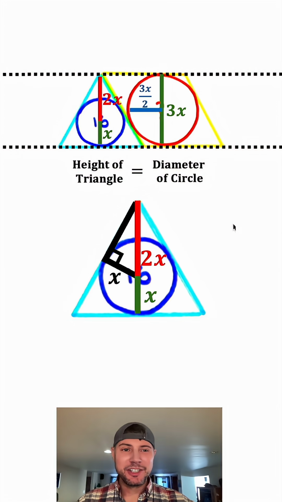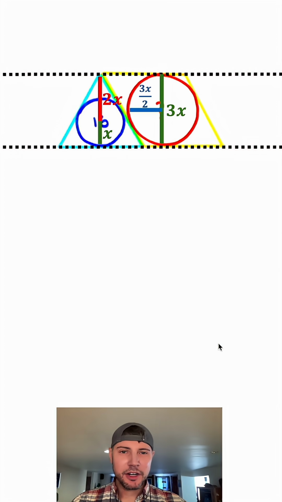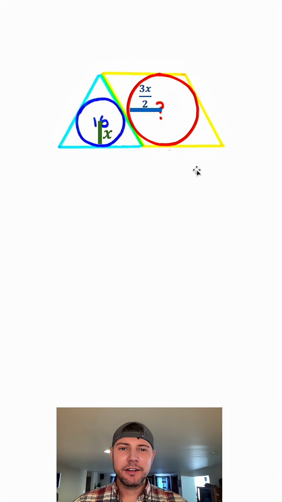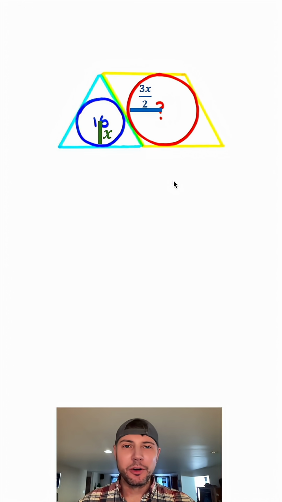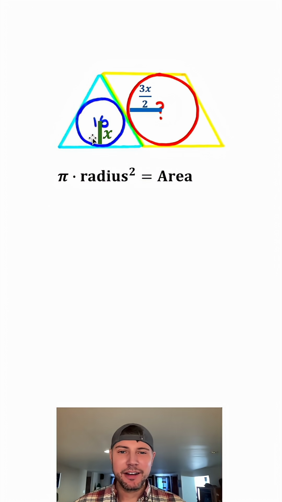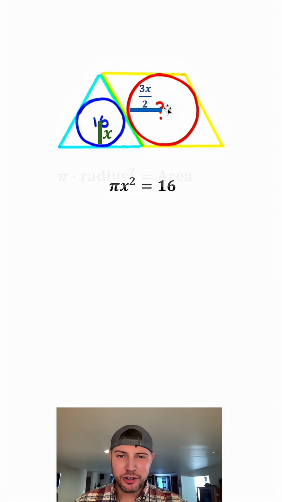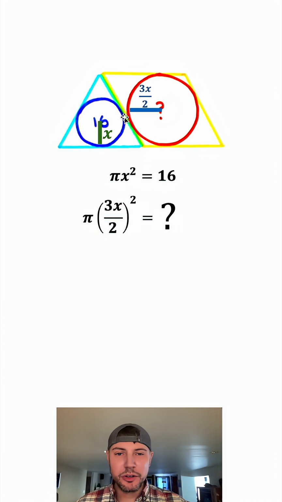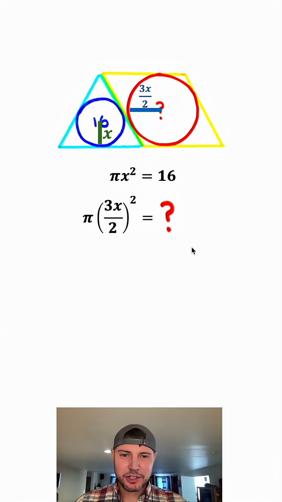Now I think we're pretty much done. Let's clean up this work, and we don't need any of this either. Now we have two circles, each with their own radius. For a circle, it's pi radius squared equals area. So for this one, we'll say pi x squared equals 16. And for the other circle, we'll say pi times 3x over 2 squared equals question mark. And let's change it to this question mark.